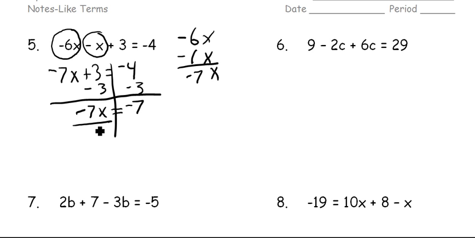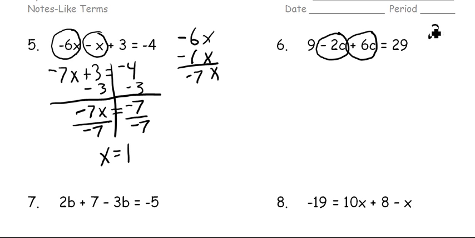Then we divide by the coefficient of x. And we get x equals 1. Negative 7 divided by negative 7 is positive 1. Go over to number 6. Notice how I'm including the sign in front. Minus 2c and plus 6c.